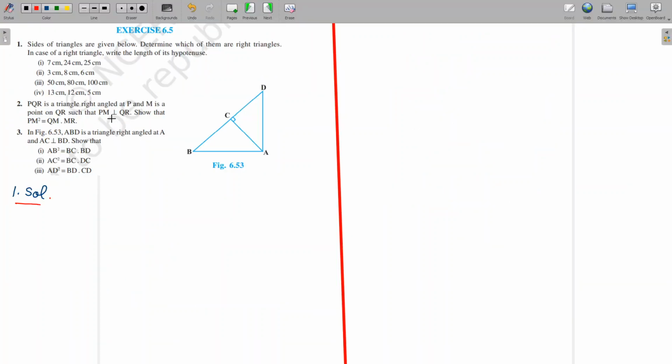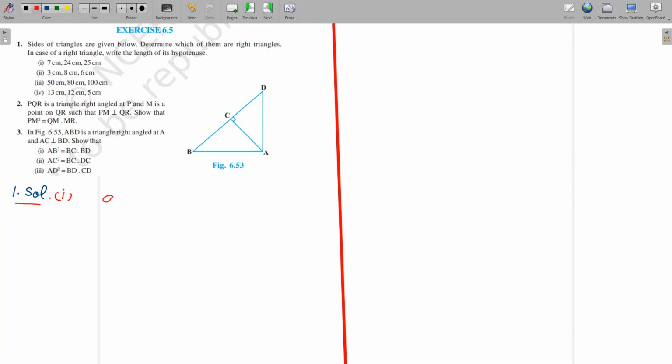Exercise 6.5, question number 1. Sides of triangles are given below. Determine which of them are right triangles. In case of a right triangle, write the length of its hypotenuse. So we will do question number 1, first part. We have three sides here: 7, 24 and 25 centimeter.